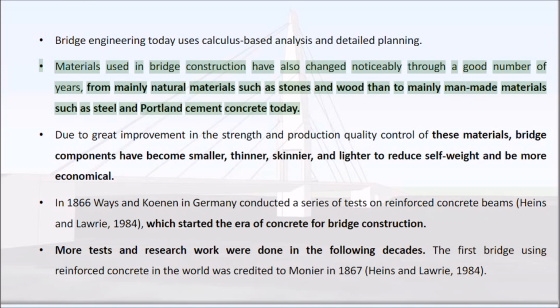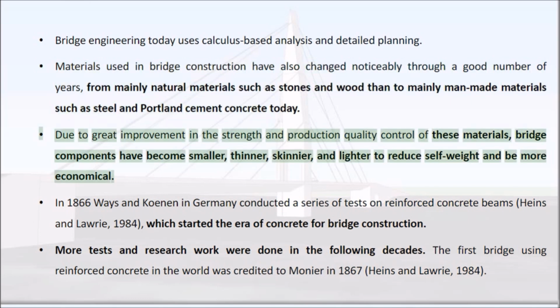Materials used in bridge construction have also changed noticeably through a good number of years, from mainly natural materials such as stones and wood to mainly man-made materials such as steel and Portland cement concrete today. Due to great improvement in the strength and production quality control of these materials, bridge components have become smaller, thinner, skinnier, and lighter to reduce self-weight and be more economical.